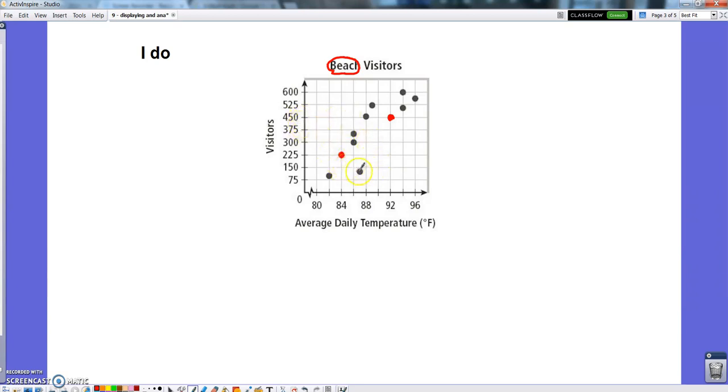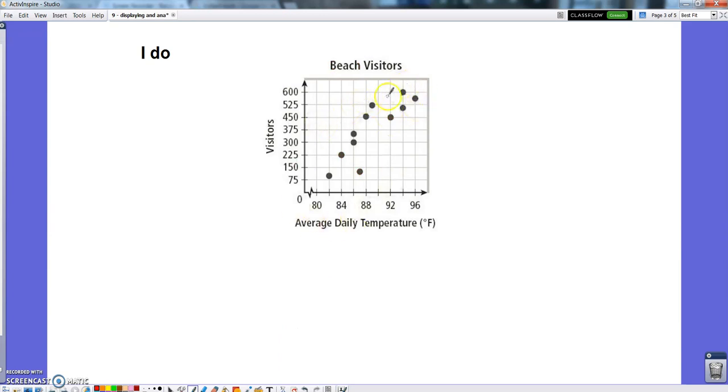And some of them are kind of in between. Like this one, you have to interpret a little bit. Like if that's 84, that's 86, 88. So this is probably 87 degrees. And on the day of 87 degrees, somewhere between 75 and 150 people went. So let's just say it's maybe 100 or 125 people went. So that is a lot of data there.